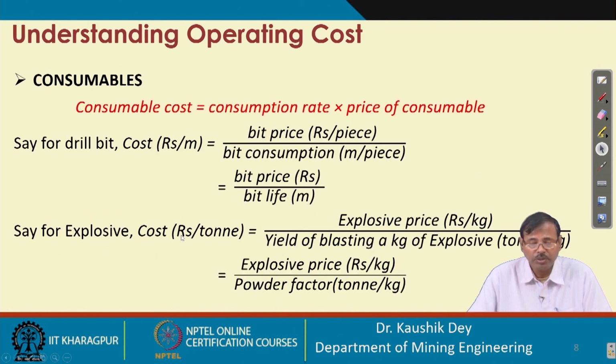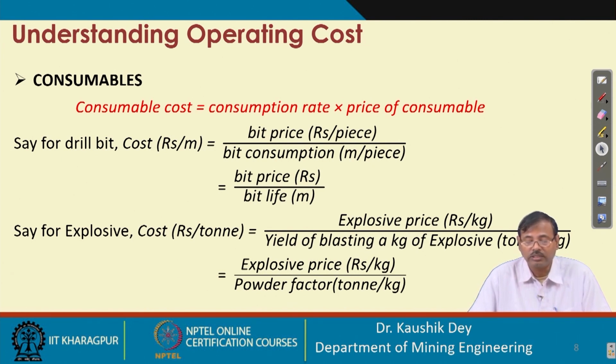Now, for the consumable, the cost is calculated as the consumption rate multiplied with the price of the consumables. Say for drill bit cost, it is the bit price divided by the bit consumption rate. Suppose there is a drill bit which is operating for say 1000 meter of drill hole. After 1000 meter of drill hole, the bit will be completely wiped and the bit tips are lost or become blunt.